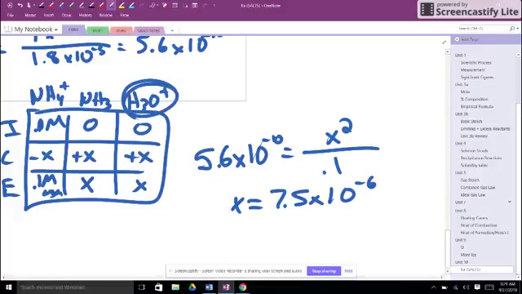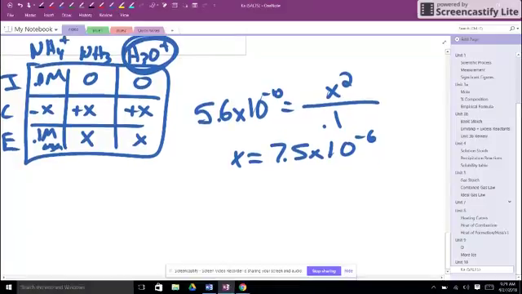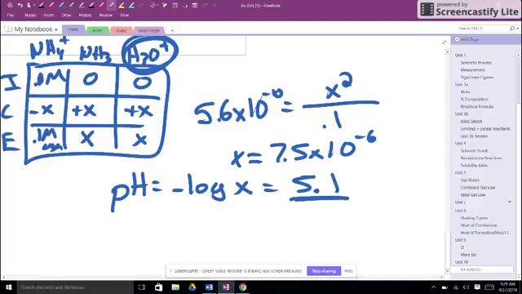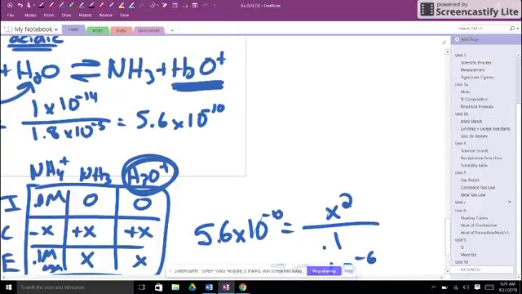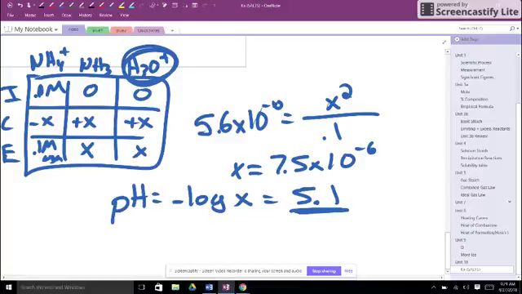Now looking up here, X this time is the concentration of H plus or H3O plus, our hydronium ion. So when that is the case, the negative log of X this time will just be equal to pH. So when we set that up, we find that pH is 5.1. We look back at our problem, and this was an acidic solution, so I think 5.1 makes sense.